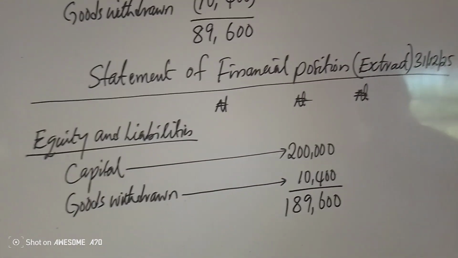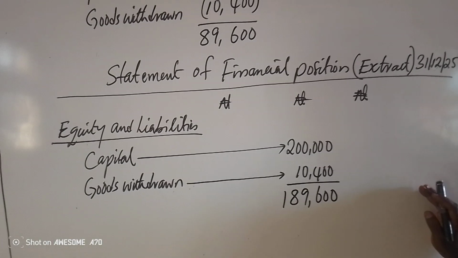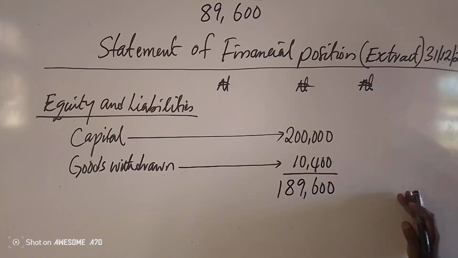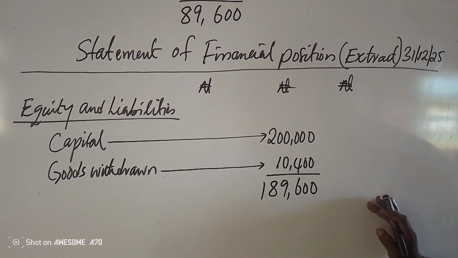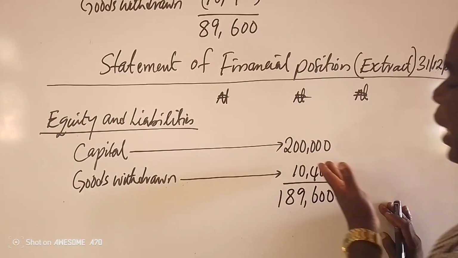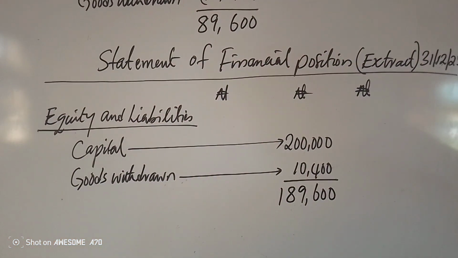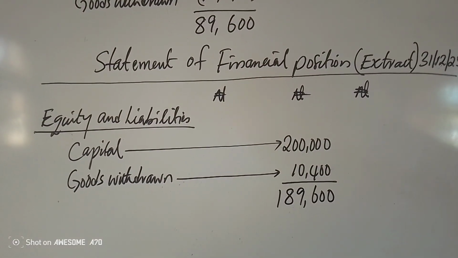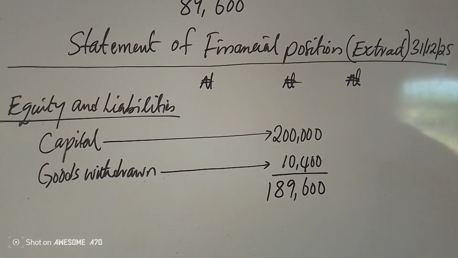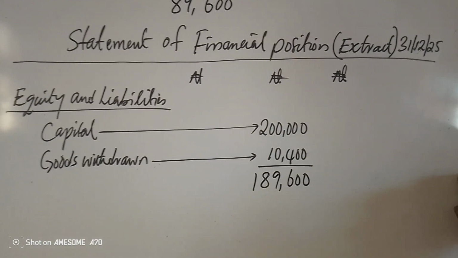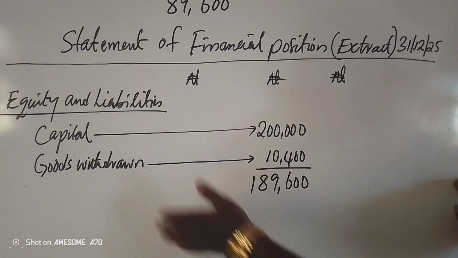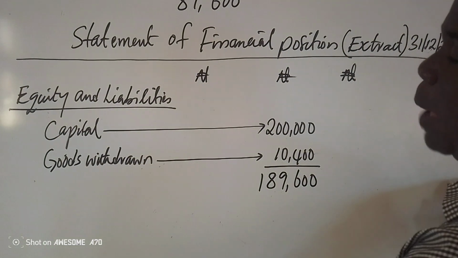Coming to the statement of financial position, goods withdrawn for personal use will affect the owner's equity. You know, equity is what belongs to the owner, and the owner normally introduces capital into the business. This is the capital. So if goods are taken for private use or personal use, it means the value or the amount of capital put in the business by the owner has been reduced by the value of goods he takes for personal use.